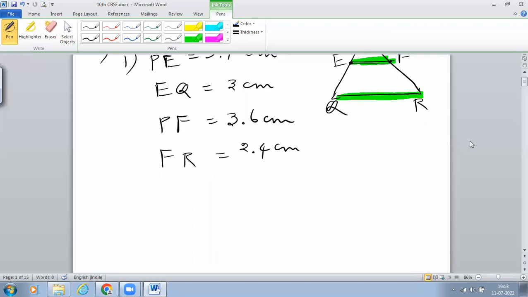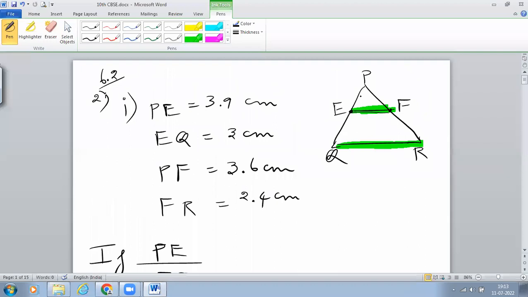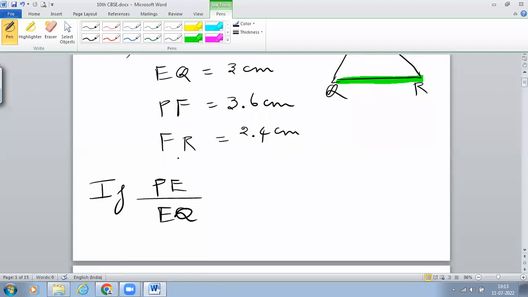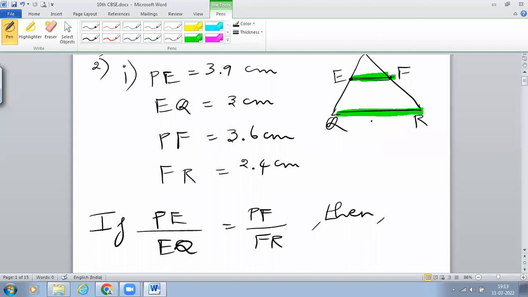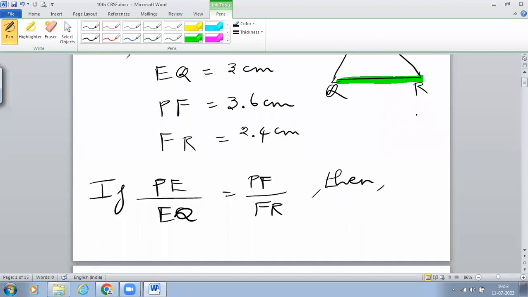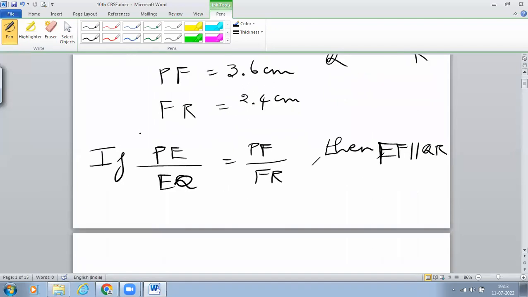So this is the condition. If PE by EQ, this is PE, and this is EQ, is equal to PF by FR, then what is the condition? Then EF is parallel to which side? The third side, that is QR. Am I right or wrong? Then EF is parallel to QR. This is what we have to check now. We are going to check whether the ratios are equal. If the ratios are equal, then we can say yes, EF is parallel to QR.